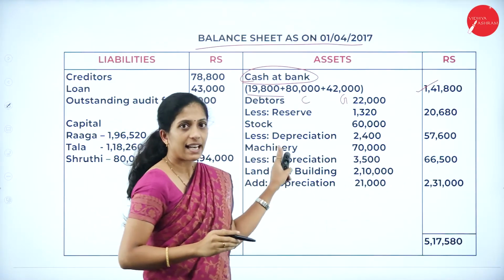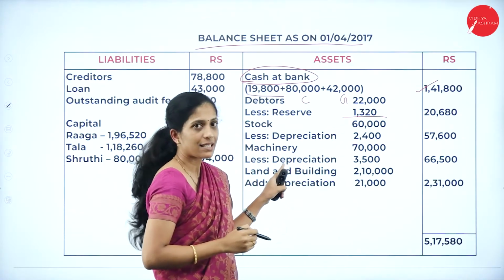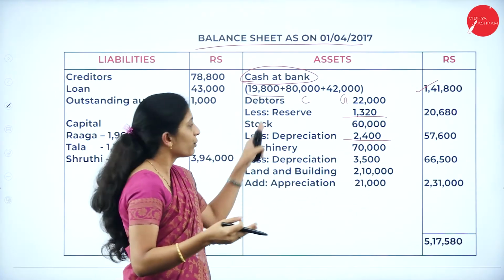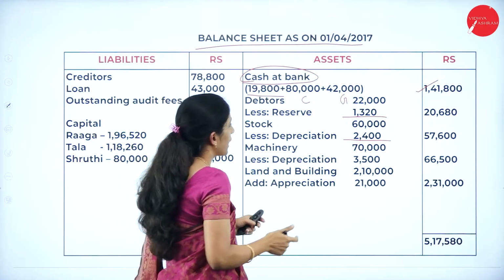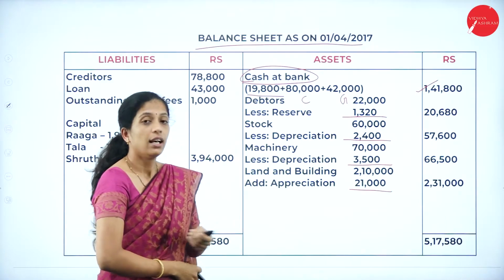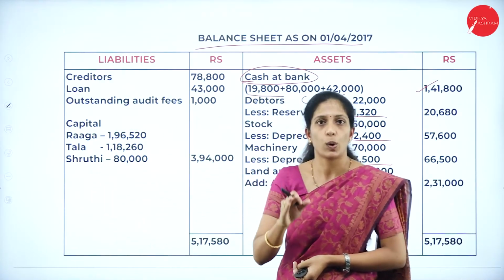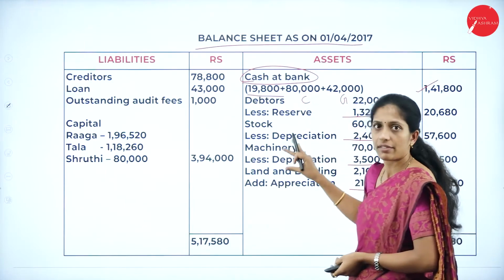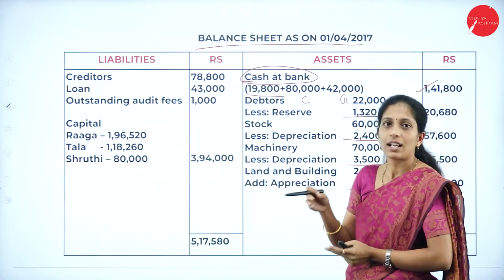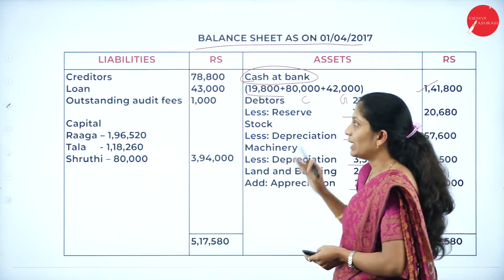Next, debtors less reserve we have, so deduct that and write in the outer column. Stock less depreciation. Once you record it in the revaluation account, at other times you will adjust here. Next, machinery less depreciation, land and building add appreciation. Now the assets will be the same as your old balance sheet. You will refer to your old balance sheet and record each and every item. If there is any adjustment, you will add. If there is any increase in asset, you will add. If there is any decrease in asset, you will deduct.